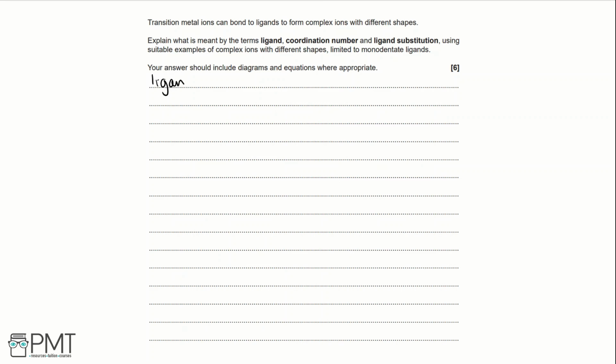So let's start by defining our terms. The first term we need to define is a ligand. The definition of a ligand is that it will donate a lone pair of electrons to a metal ion, and this will form a dative covalent or coordinate bond with the metal ion.